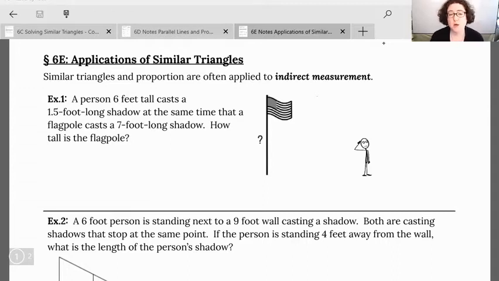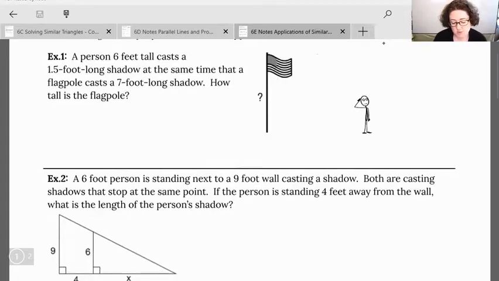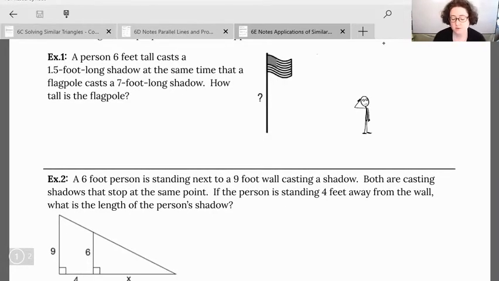So our first example. When you're outside on a sunny day, as long as it's any other time but noon, you will usually have a shadow cast on the ground from the light coming down and being blocked by you as it tries to get down to the ground. And so in this situation, a person that's 6 feet tall casts a shadow that's 1.5 feet long. And so we can think of that shadow being on the ground. We have a 6-foot person, and their shadow is 1.5 feet long. At the same time, a flagpole is casting a 7-foot shadow. And so our task is to figure out what's the height of the flagpole.